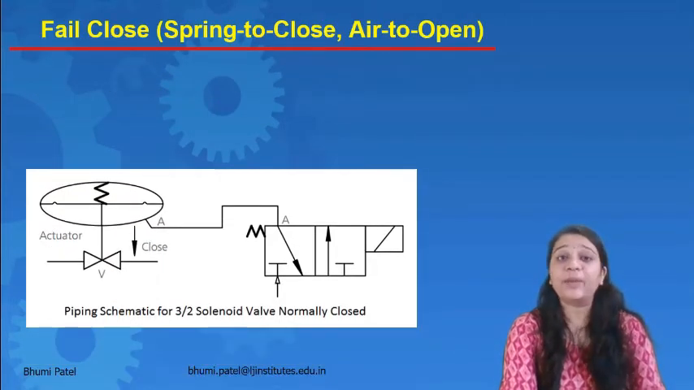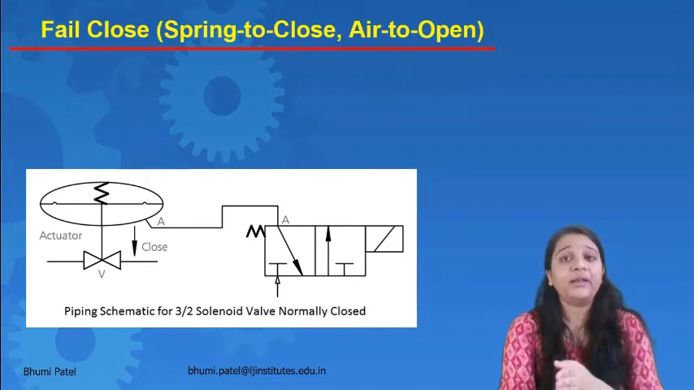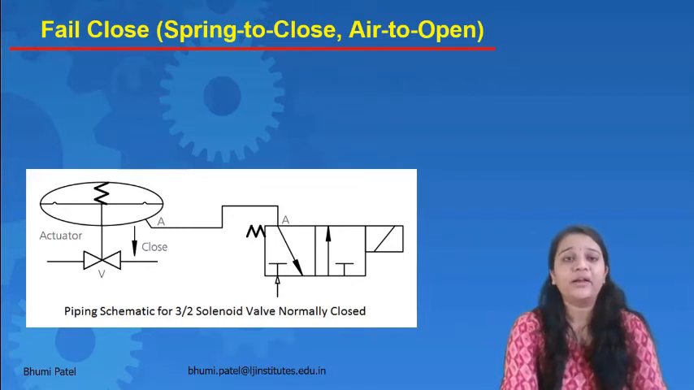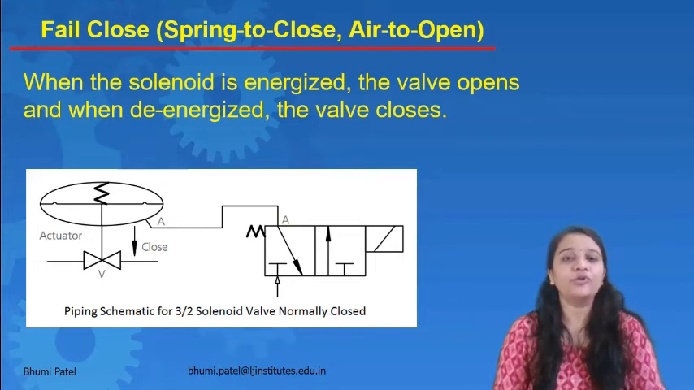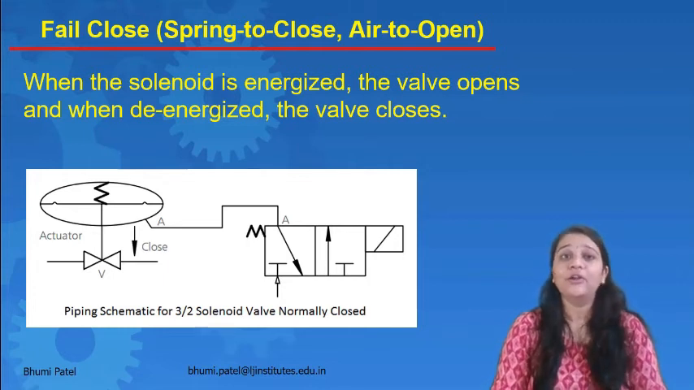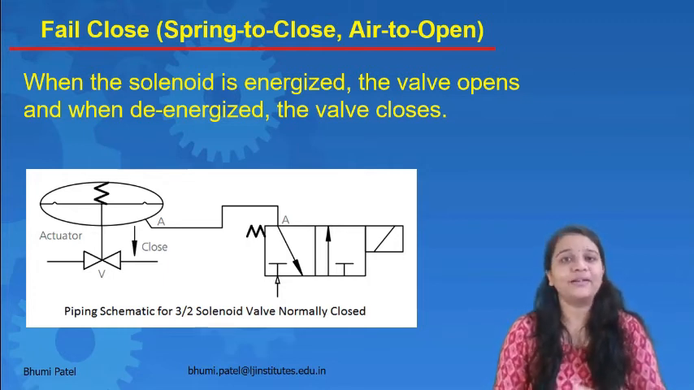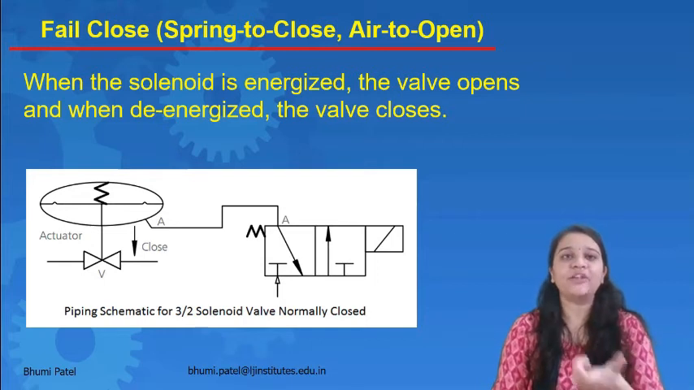So depending upon the application, we can open or close the valve using the pneumatic actuators. The second type is fail to close. Here you can see that a spring is used to close the valve and air is used to open the valve. Here again we can use a 3/2 solenoid valve, but the valve condition is normally closed. So when the solenoid valve is energized, the valve opens the input, and when it is de-energized, the valve is closed. So the application of fail to open and fail to close is totally reverse. Whenever we open the valve, we can use a spring actuator.